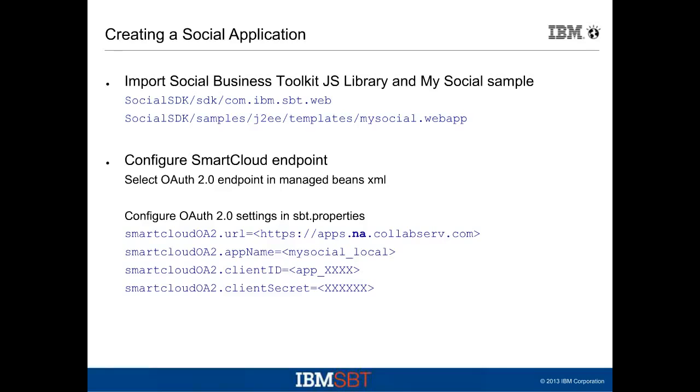So Phil showed you a screenshot earlier on where, using the administrative UI in SmartCloud, you can register an application, and then SmartCloud will generate a client ID and a client secret that you can use for OAuth authentication. So once you have those values and you can access them in the admin UI, you basically just need to add them to a file called spt.properties, and these are the configuration settings that the application will use to connect to SmartCloud.